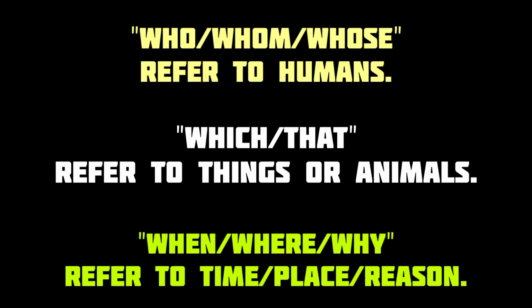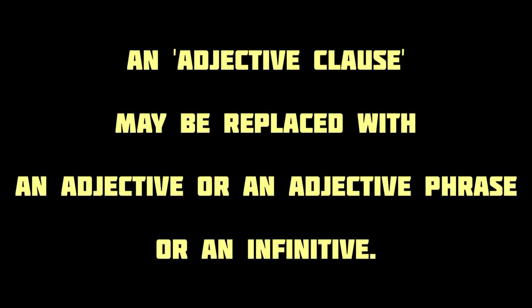Now another important lesson for you. Of all the relative pronouns, "who", "whom" and "whose" refer to human beings. In other words, they describe human beings as their antecedents. While "which" and "that" are the relative pronouns that refer to things or animals. The relative adverbs "when", "where" and "why" introducing the relative clause in the sentence refer to place, time or reason as the antecedent.